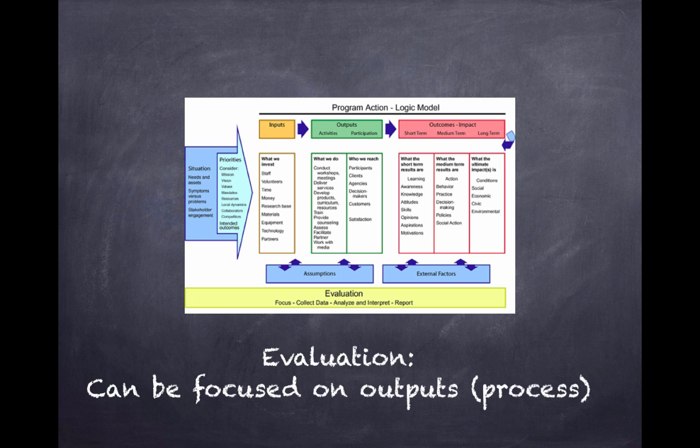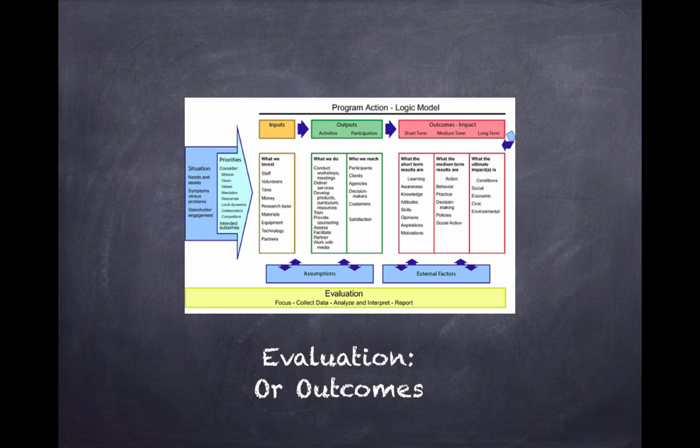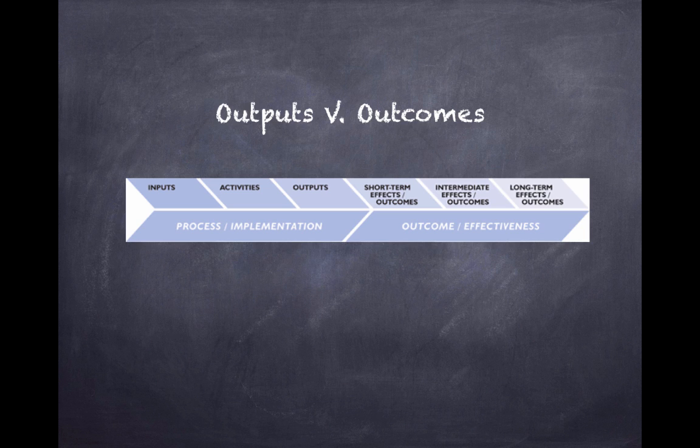And evaluation can actually be focused on two different things. So it could be focused on the outputs, so your process, or it could be focused on the outcomes, which is the impact. So in terms of outputs versus outcomes, in terms of that process, the outputs that we could discuss, we could talk about inputs, we could talk about activities, and we could talk about your actual output, your products. And then we also, in terms of outcomes, talk about the short-term effects and outcomes. We talk about the intermediate effects or outcomes, and we talk about the long-term effects or the outcomes.